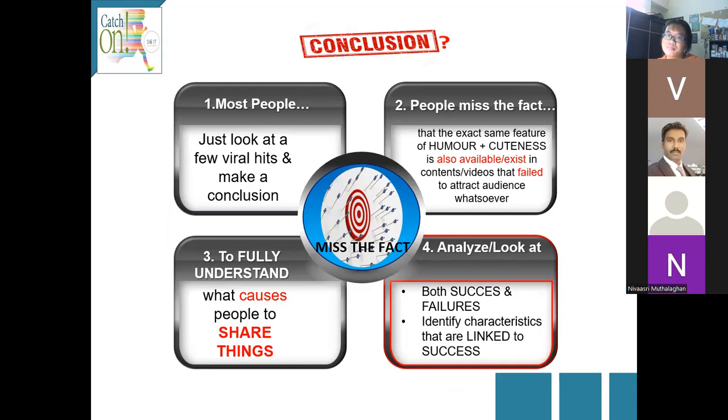that there are certain videos which are cute and funny and go viral, but the content of those viral videos also exists in many more videos that fail to go viral. People miss that fact. What's important is to fully understand what actually causes people to share information. The analysis needs to look not just at successful things that go viral, but also at things that fail to go viral, so you identify the characteristics that link them. That is the technicality of this program.